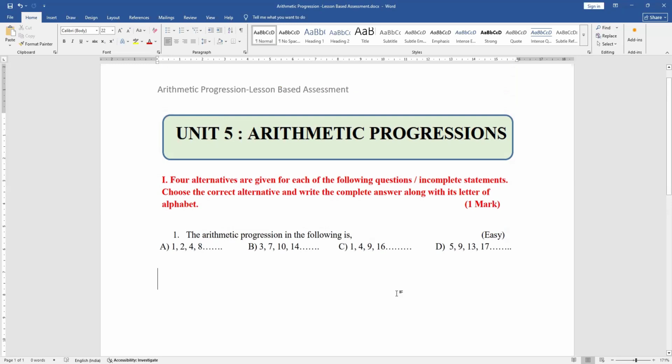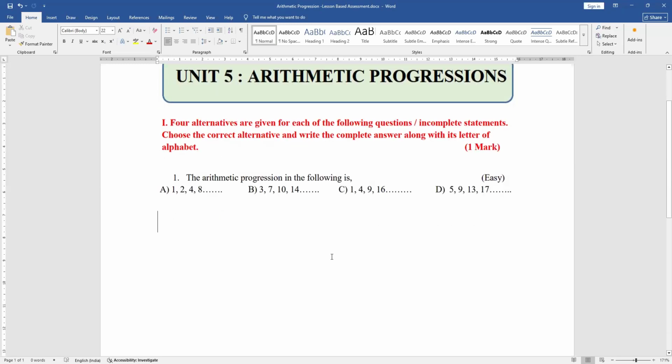Today I'm going to start with arithmetic progression. So I'm starting with the MCQ. The first question we have is: which of the following is an arithmetic progression? We have four options given. Option A: 1, 2, 4, 8. Option B: 3, 7, 10, 14. Option C: 1, 4, 9, 16. And option D is 5, 9, 13, 17.